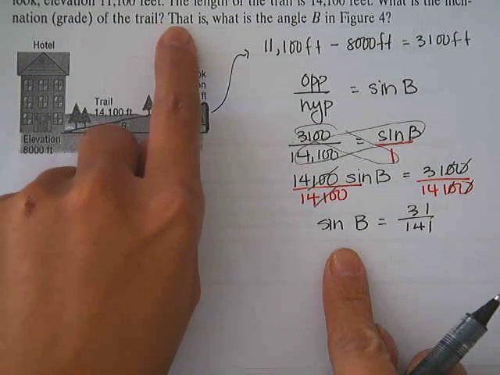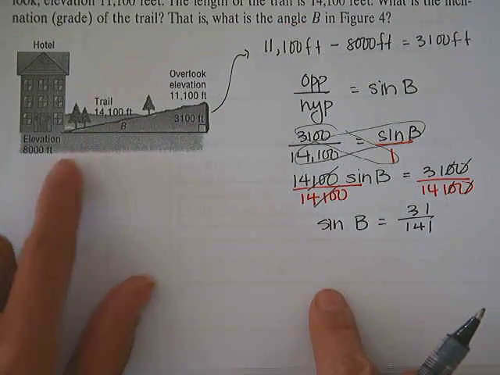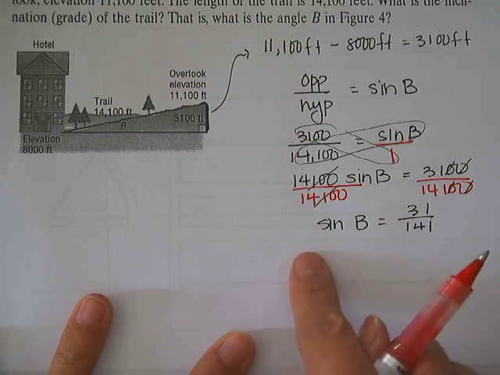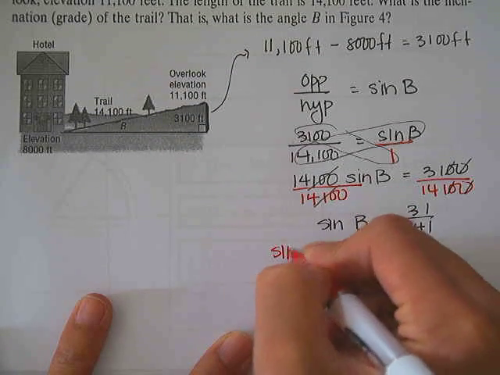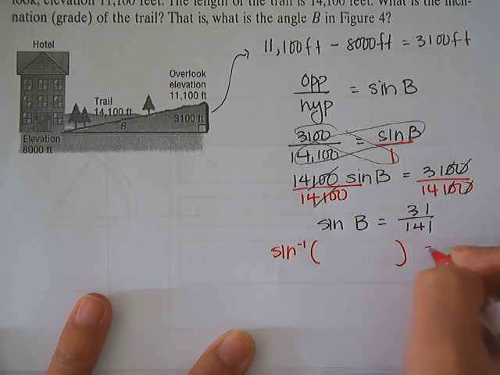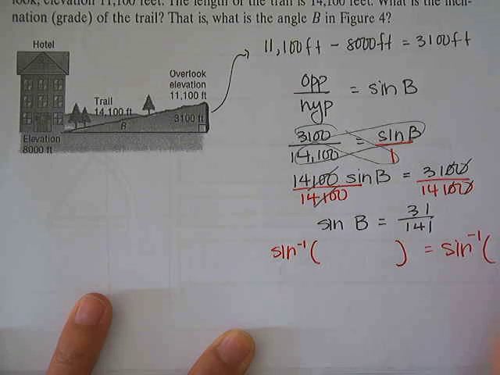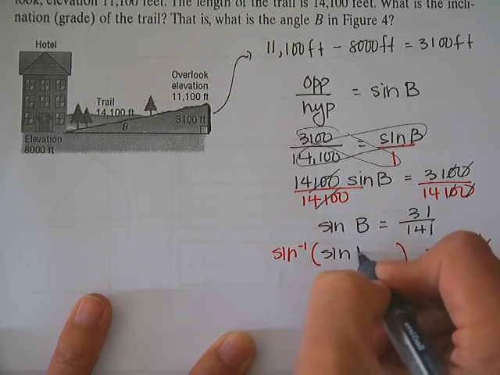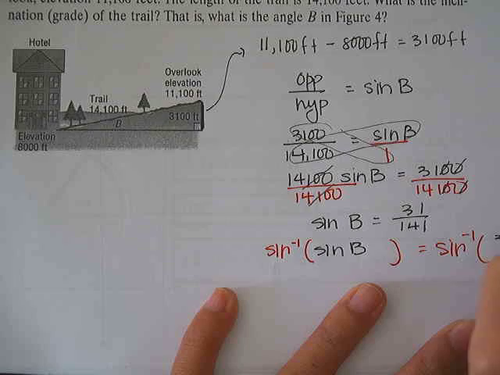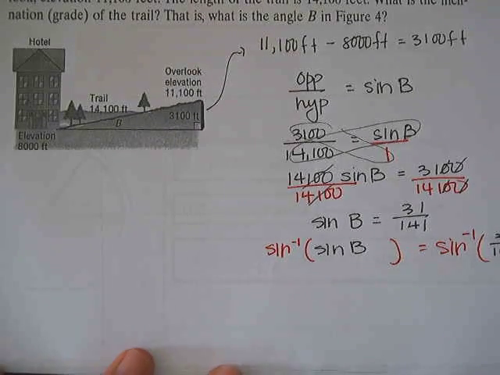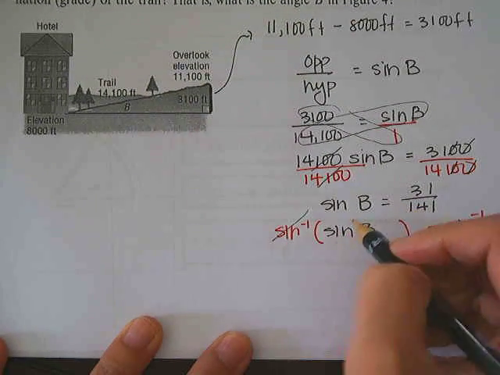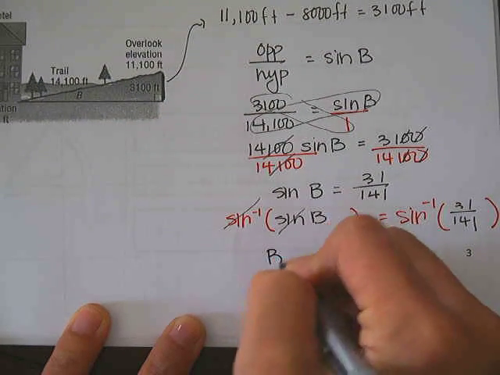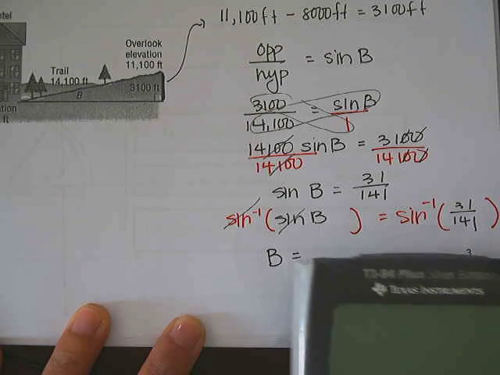Okay, so it says here, what is the angle B in this particular word problem? So for angle B, to get rid of sine, we're going to take the inverse. So sine inverse to both sides. What you do to the left, do to the right. So I'm going to rewrite both original pieces in: 31 over 141. Sine inverse and sine, those two will cancel each other out. So now we have angle B equals, I have to use my calculator.